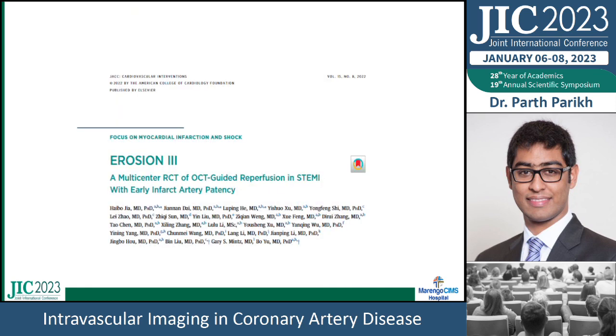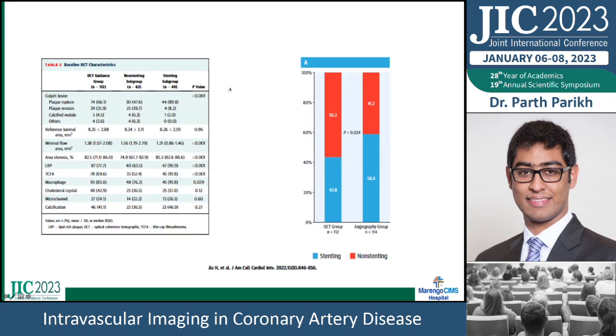So in this kind of patient, given that we had good flow, we decided to just treat medically, which again goes by the EROSION 3 trial, which was recently published, that patients who had OCT guidance, PCIs, or interventions ended up with less stents. So intravascular imaging does not mean more stents. You can technically get away with less stents as well.